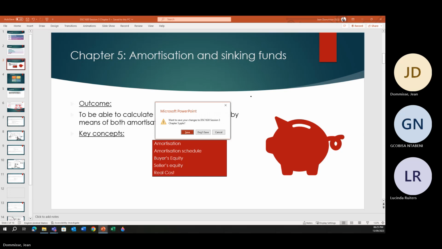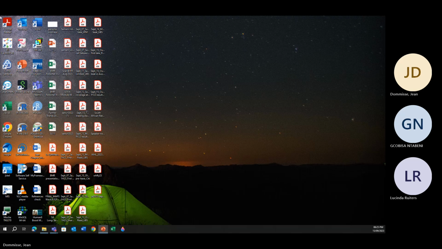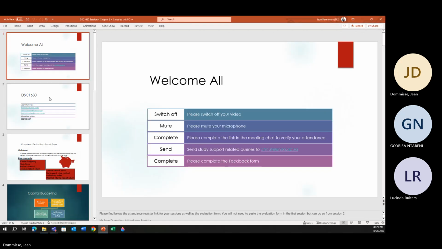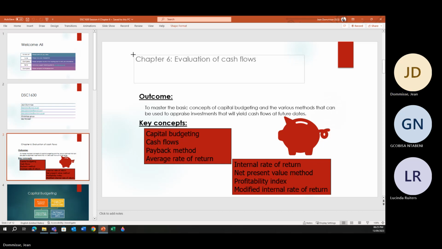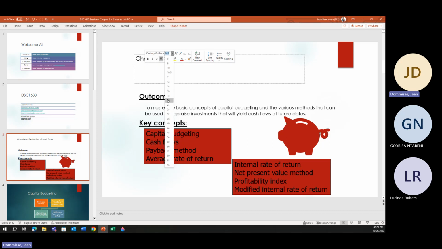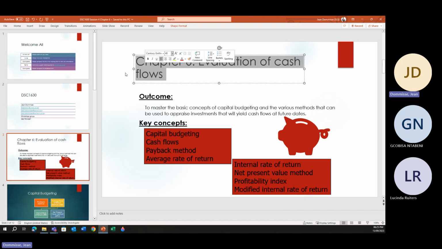So let me just get that up for you. Let's just check if it is. Okay. So we're looking at evaluation of cash flows. So that is chapter 6 on cash flows.